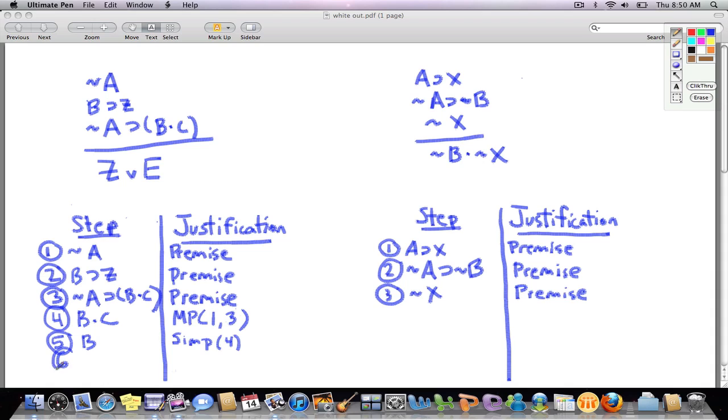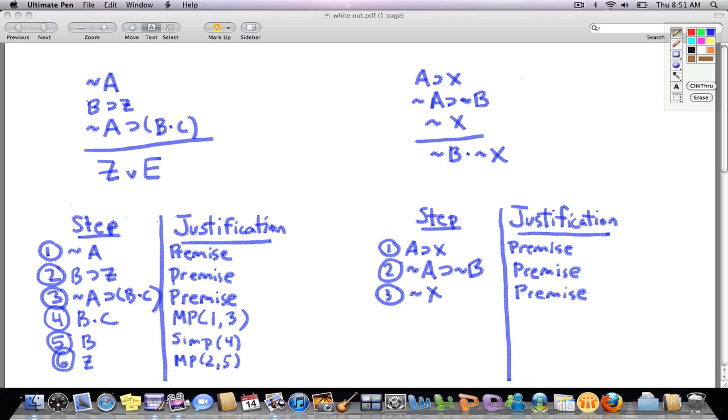Simplification is an inference from one claim, so we have one line number in parentheses, and we have B. Once we do that, it, so to speak, sets up the modus ponens. Now we have, if you look, lines 2 and 5 of modus ponens, basic modus ponens, no extra operators or parentheses or complexity there. We can say C by modus ponens, lines 2 and 5.